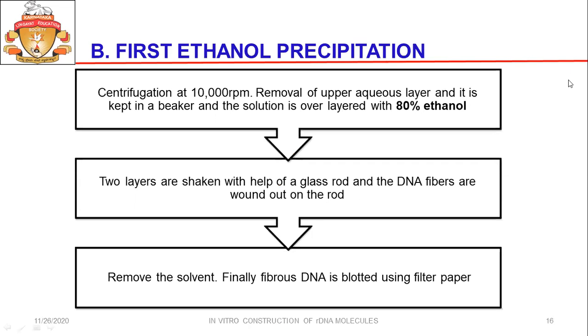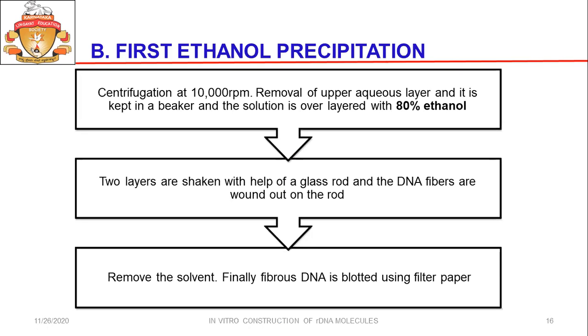Then the next step is first ethanol precipitation. So we are going to subject the lysate which we got in the previous step to centrifugation. The centrifugation is done at 10,000 rotations per minute. Here we are removing the upper aqueous layer and we're keeping it in a beaker, and we are going to overlayer it with 80% ethanol.